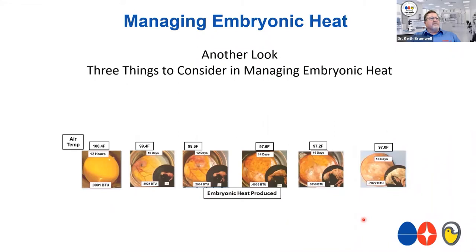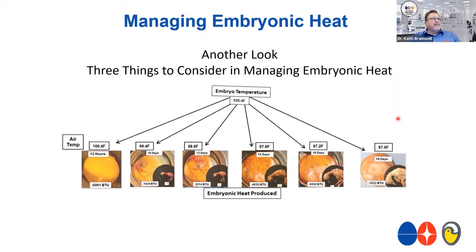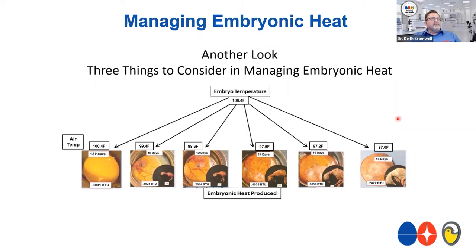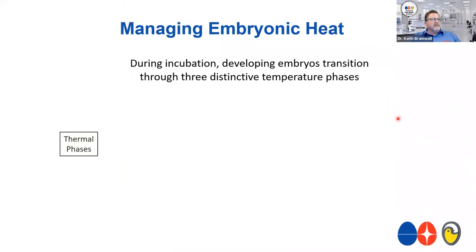So we look at the air temperature, what we try to get them in our machines. A warmer air temperature here when they're not producing as much heat, a cooler air temperature here when they're producing more, because we're trying to pull heat out. And the embryo temperature, we're trying to maintain it about the same, about 100.4 is what it should be. And so our air temperature is what we use to control that.